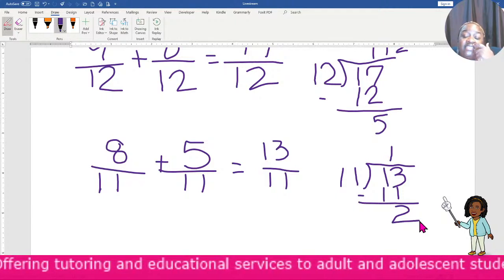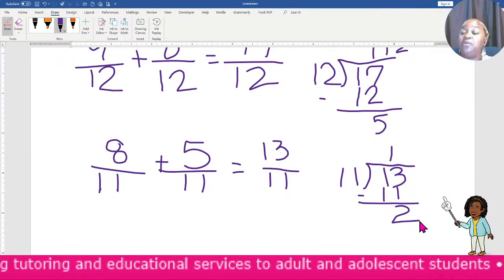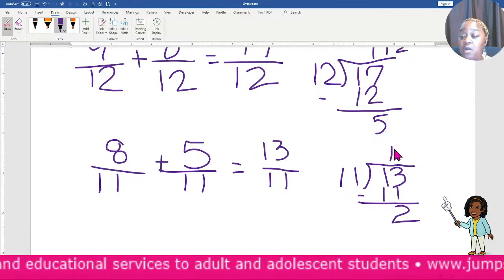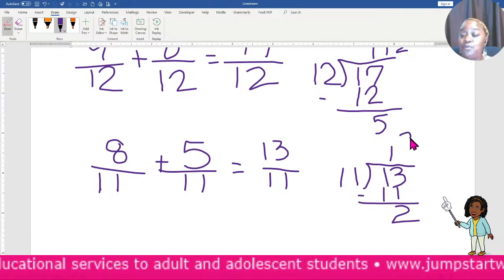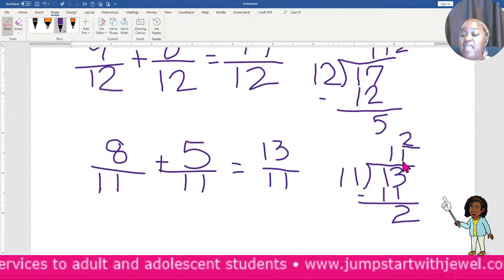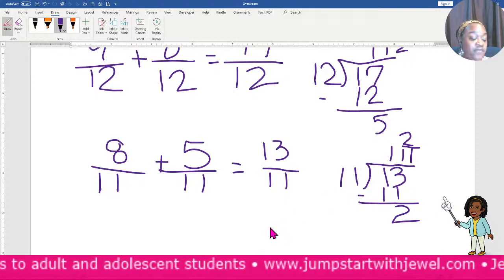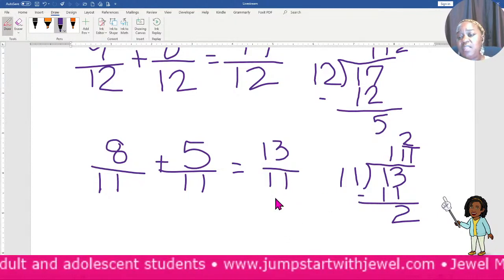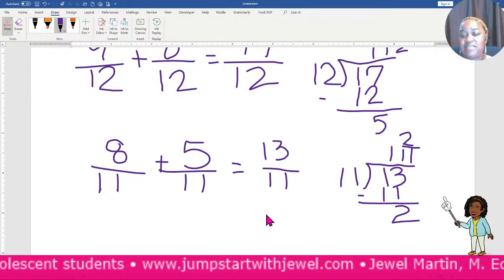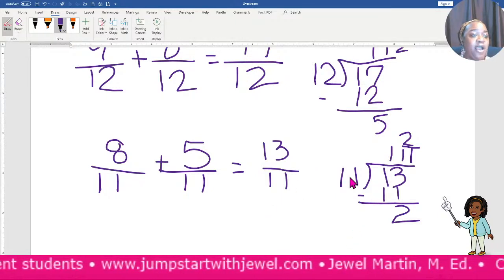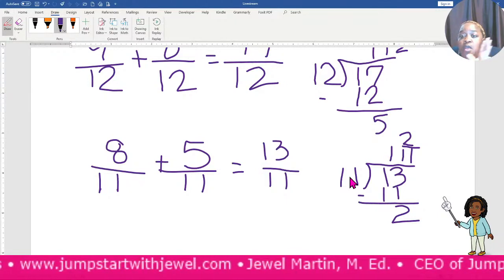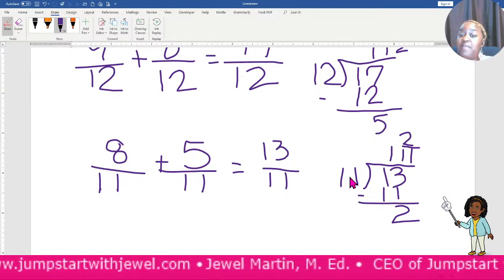So again, instead of this being 1 with a remainder of 2, we turn this into a fraction. Our whole number is our 1 here. The 2 is the numerator. And the denominator is 11. So we've got 1 and 2 over 11, or 1, 2, 11s, however you want to say it. And that is how you convert the improper fractions to the mixed number.